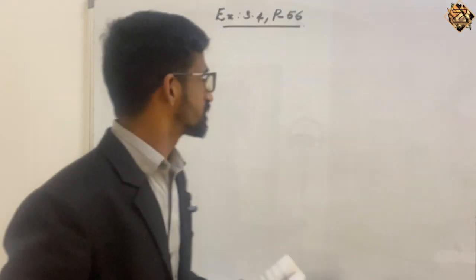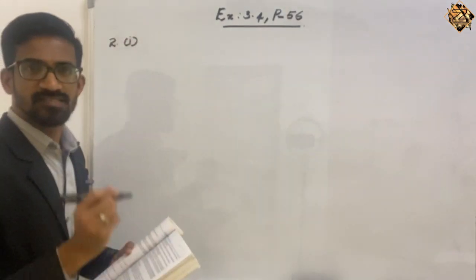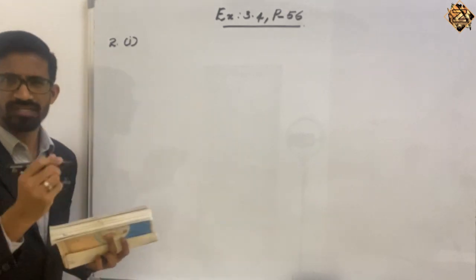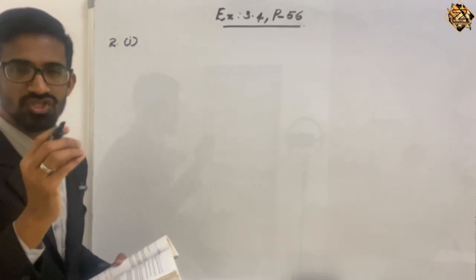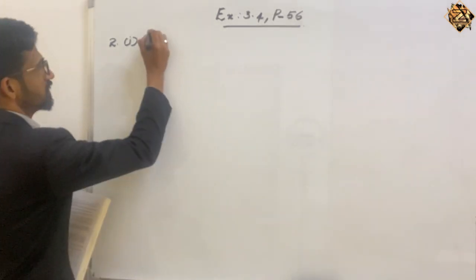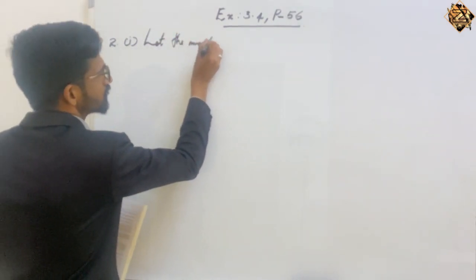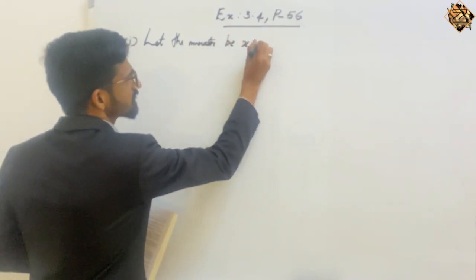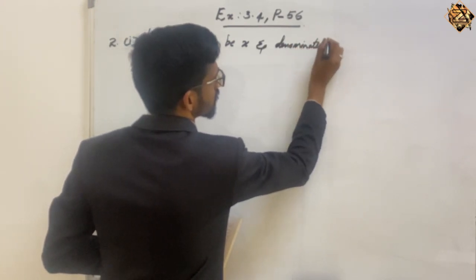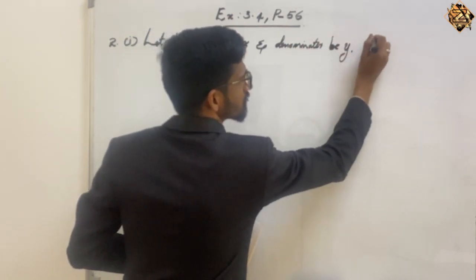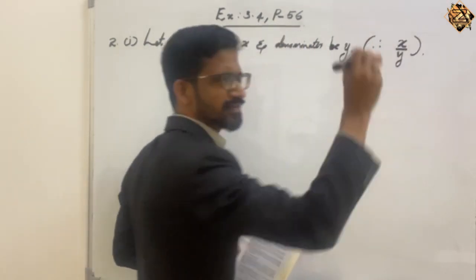What is the fraction? Question number 2, the first one, is a question related to fractions, isn't it? We have already done a similar kind of question in the previous class. So we will first assume that the fraction is x by y, isn't it? For that, let the numerator be x and the denominator be y. Then the required fraction is x by y.